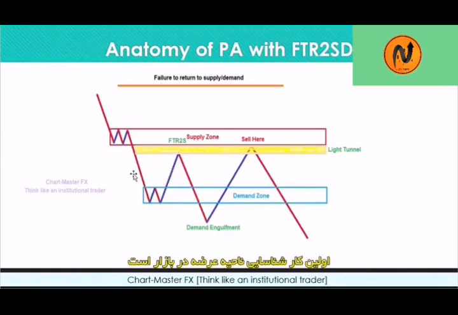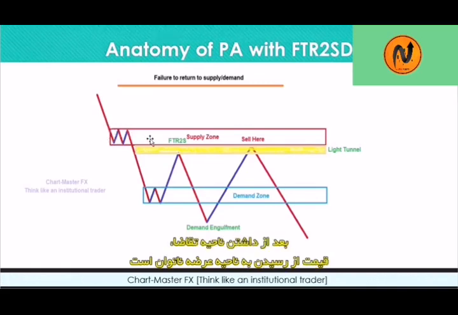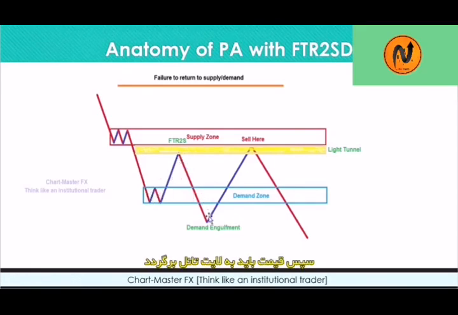So guys, the first thing that you need to spot in the market is the supply zone. Once you have a supply zone, the price fails to reach the supply zone. And once the price fails to reach the supply zone, then you can draw your light tunnel. Once you have a light tunnel, then you wait for the price to engulf this cap area. Once the price engulfs this cap area, then the price needs to come back to the light tunnel. Once the price comes back to the light tunnel, that's where you can place your trade.